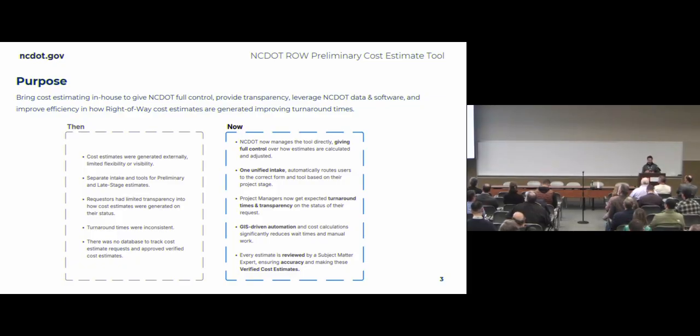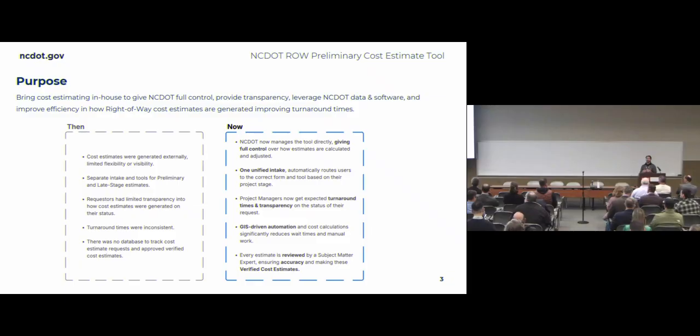Cost estimates were generated externally, and there wasn't a lot of flexibility or visibility into that. There were separate intakes for preliminary and late stage. Requests had limited transparency, so you didn't know where you were in the process from request to approval. Turnaround times were inconsistent. That's one of the biggest pain points that we heard that we really were trying to improve. You never knew when the cost estimate was coming back. We were hearing four months sometimes for preliminary estimates, and there's no boots on the ground during the preliminary estimate process, so it didn't make sense that it was taking that long.